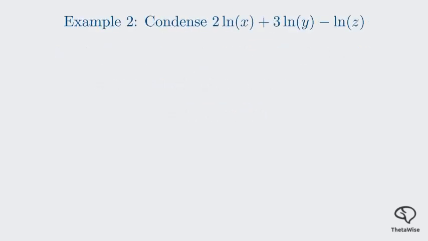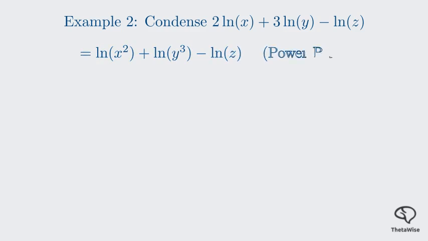Example 2. Condense the expression 2 times ln of x plus 3 times ln of y minus ln of z. First, we use the power rule in reverse to move the coefficients back into the exponents. This gives us ln of x squared plus ln of y cubed minus ln of z.